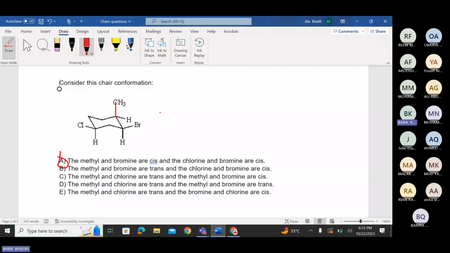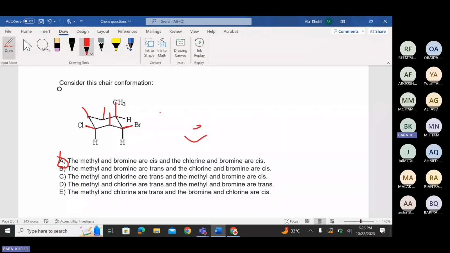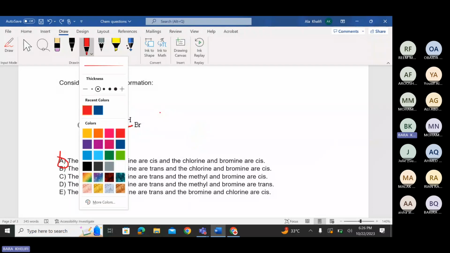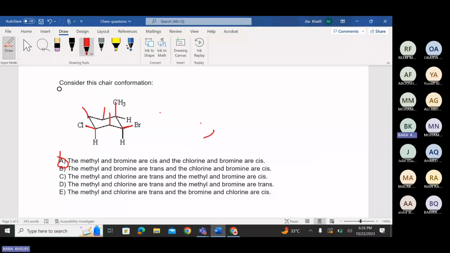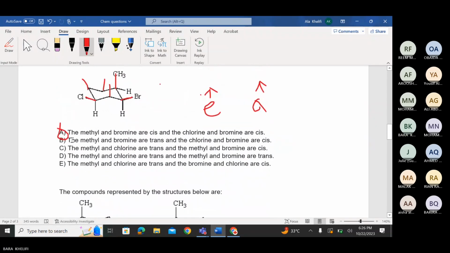So the ones I draw in red here, those in red are what we call up. No matter if it was equatorial or axial, it doesn't matter. So for example, if it's equatorial and another is axial, but they're both upwards, that makes it cis. It doesn't mean that if both are axial, those are cis. It's not a requirement. All right? Clear to everyone?